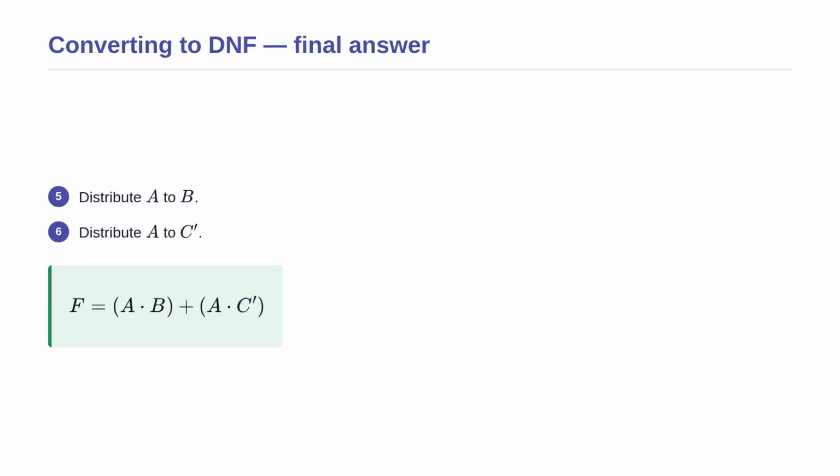Continuing with our conversion, we apply the distributive law. First, we distribute the variable A to the variable B, giving us A and B. Next, we distribute the variable A to the literal C prime, giving us A and C prime. The result is two distinct AND groups that are now connected by an OR operator. This perfectly matches the strict definition of a sum of products. We have successfully converted the mixed expression into disjunctive normal form algebraically. Physically, this means we transformed a complex circuit requirement into a standard, easy-to-build AND/OR circuit layout.